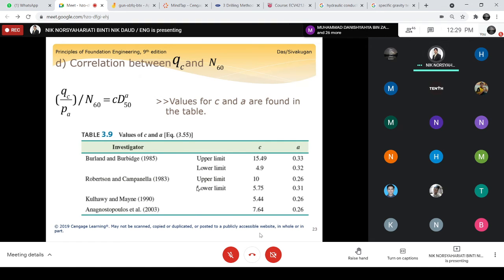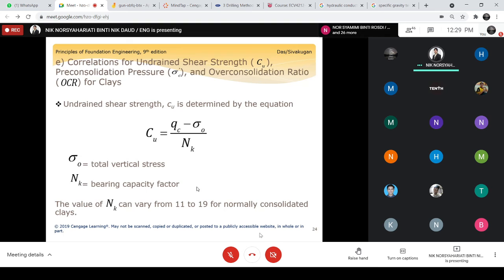But of course, you also need to be concerned about how it appears in the question, if it is to find the N60 and you have the cone resistance and so on. Then of course, you can refer to this equation, right?